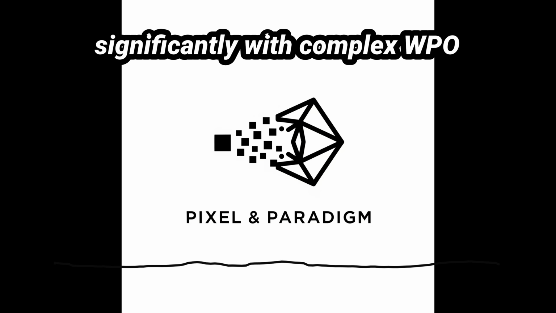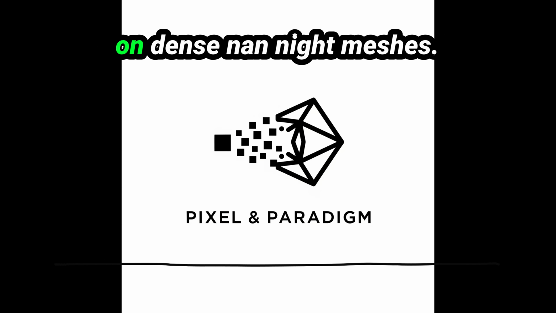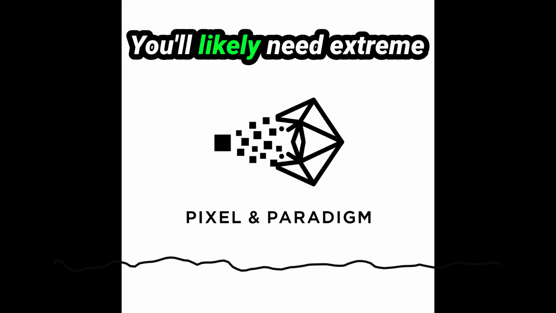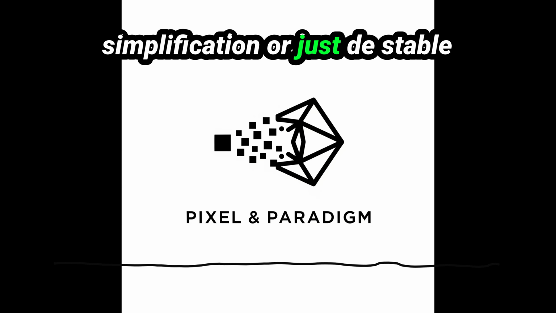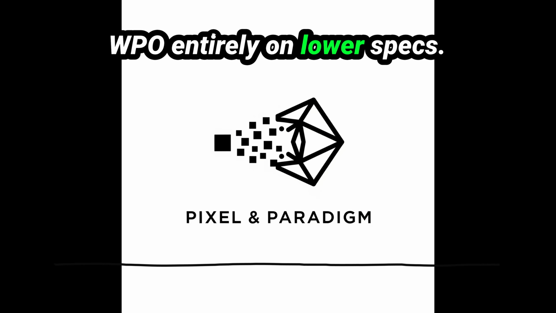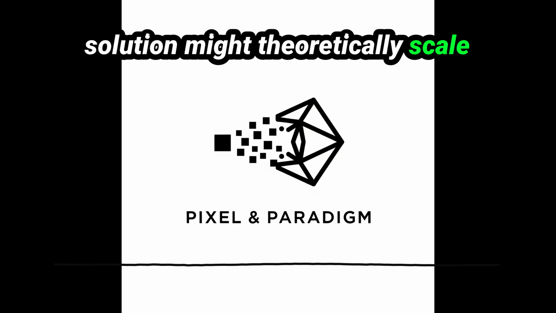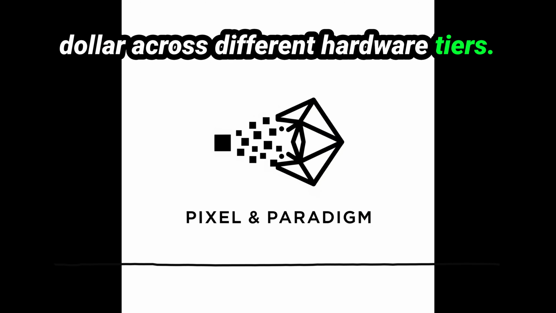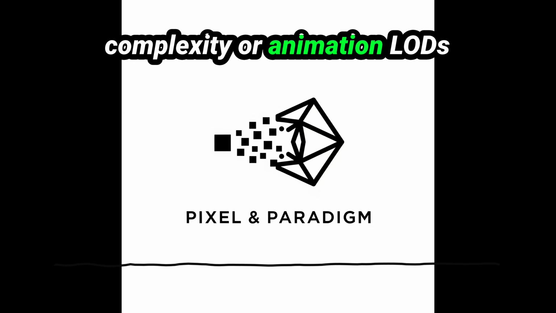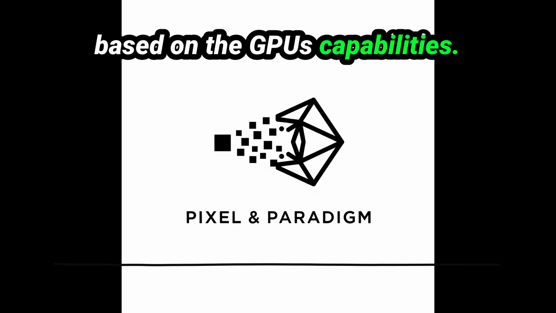Low-end machines will struggle significantly with complex WPO and the resulting VSM invalidation on dense Nanite meshes. You'll likely need extreme simplification or just disable WPO entirely on lower specs. A highly optimized rig compute solution might theoretically scale better across different hardware tiers if you can efficiently adjust the complexity or animation LODs based on the GPU's capabilities.